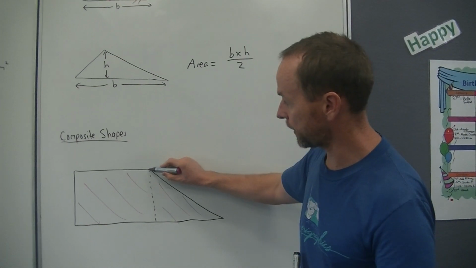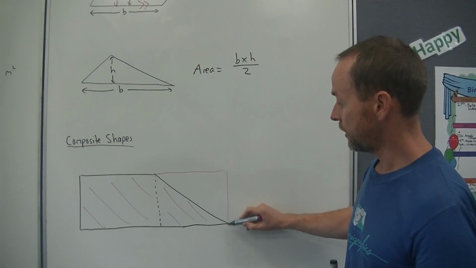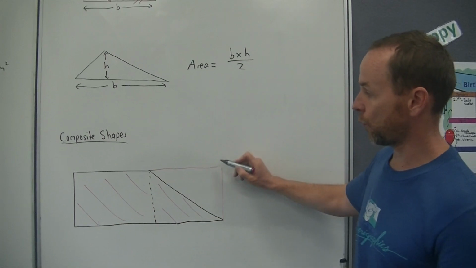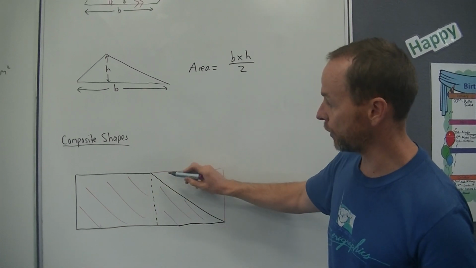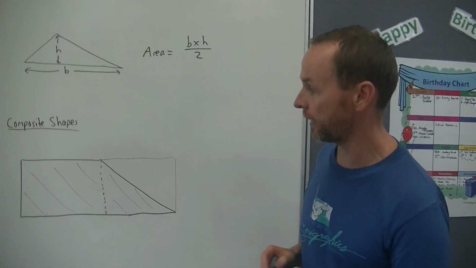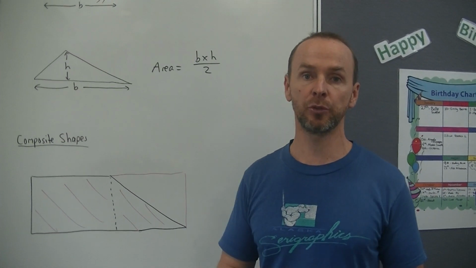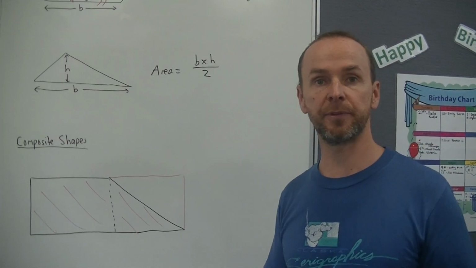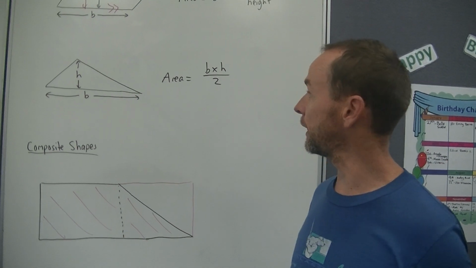Or another way to do it, if you did it this way, you could work out the area of that one big rectangle, then work out the area of this little triangle and subtract it, because you're going to chop that little bit off there. Either way is correct. I don't mind which way you do it, as long as you show your steps and show your workings out, and you'll get it right.